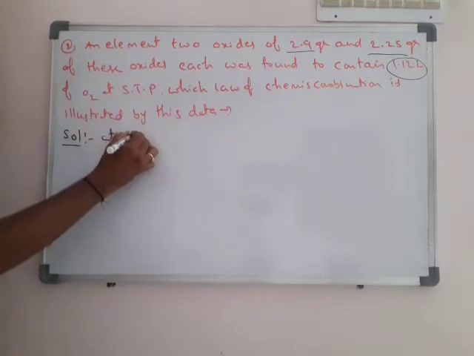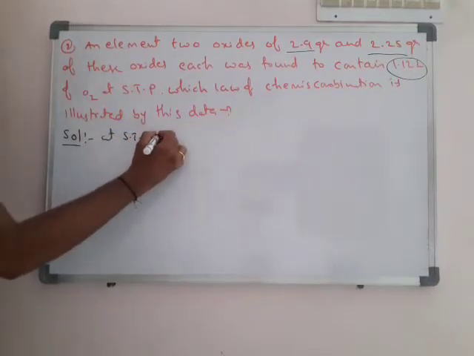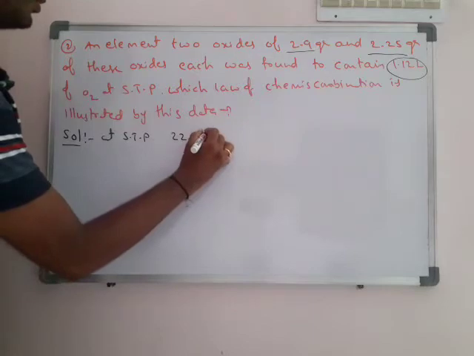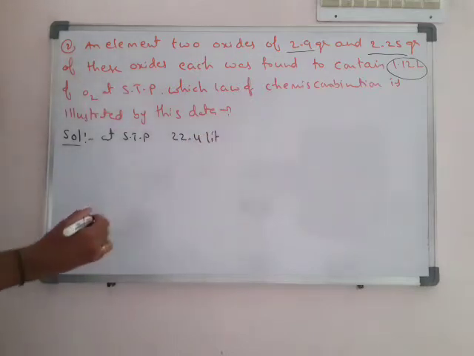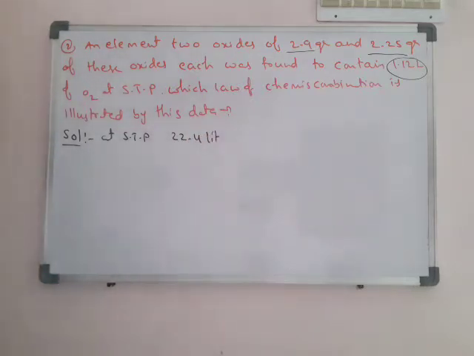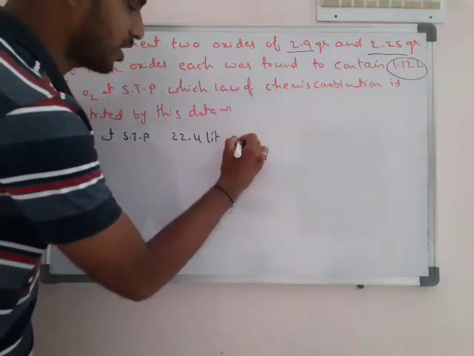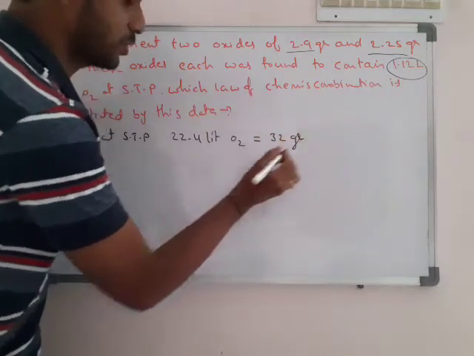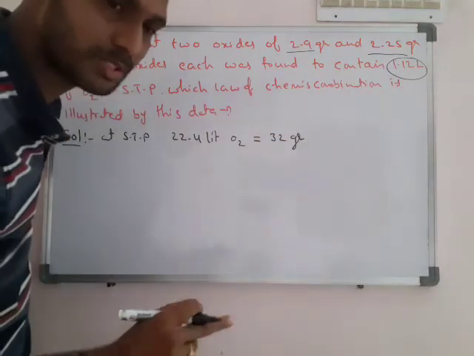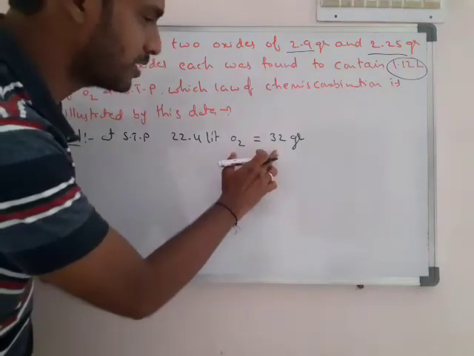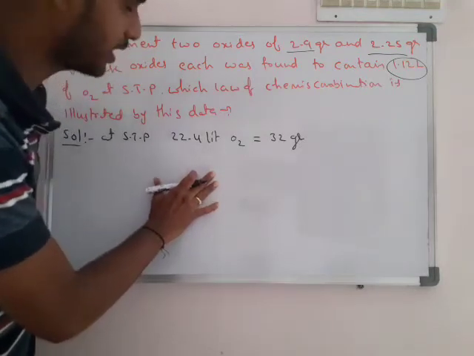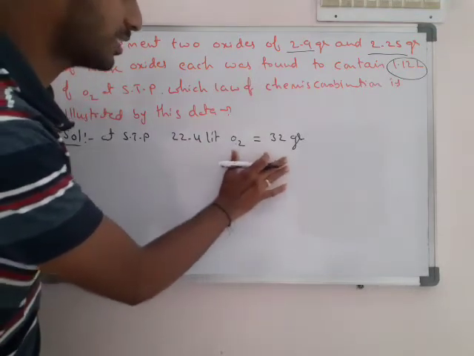we know that at STP, 22.4 liter of oxygen is equal to how much? That is equal to 32 grams. We know the mole concept: 1 mole is equal to its molecular weight, and 1 mole is equal to 22.4 liter.